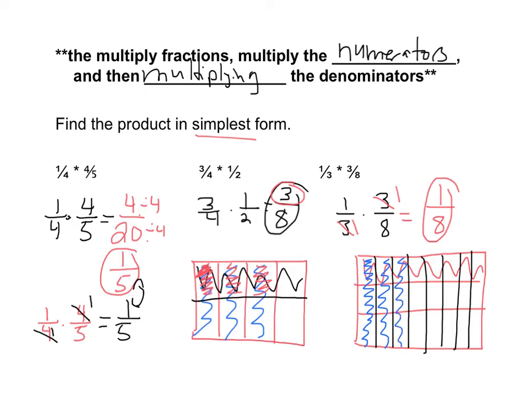Okay, I have 3 pieces this way by 8 pieces this way, which gives me a total of 24, and then I have 3 out of those 24 that are colored. But if I was to reduce, because 3 goes into both of these, I would get my 1/8 again.